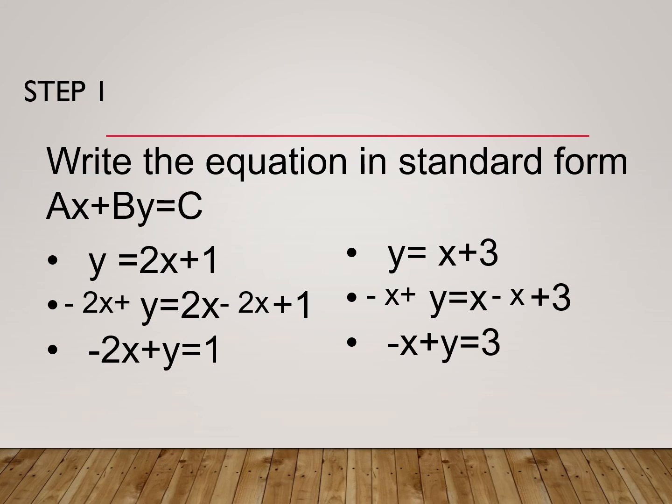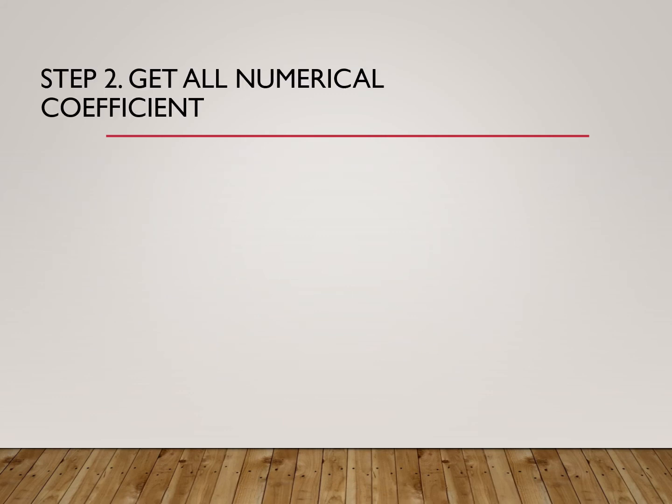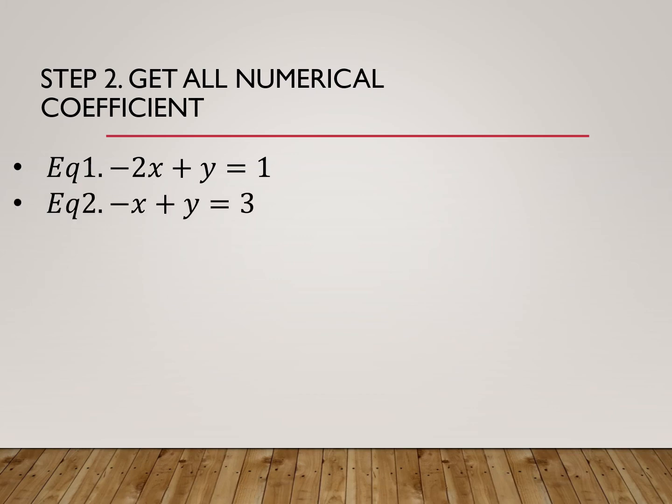Then step 2 natin, we're going to get all the numerical coefficients. Yun pong sinasabi kong A, B, and C. The A sub 1, B sub 1, C sub 1, A sub 2, B sub 2, and C sub 2. So this is the equation 1: negative 2x plus y is equal to 1. This is the equation 2: negative x plus y is equal to 3.